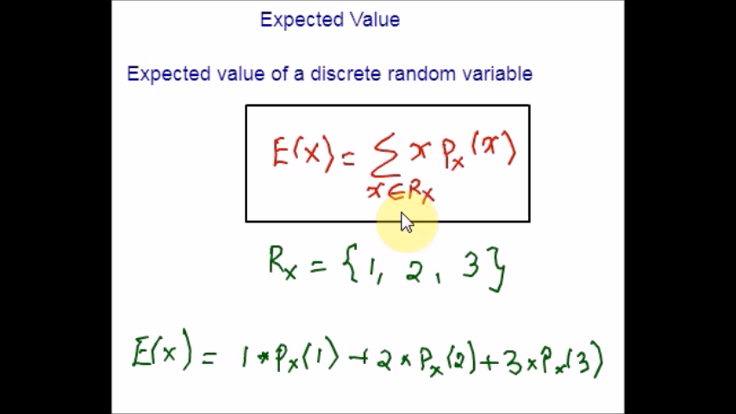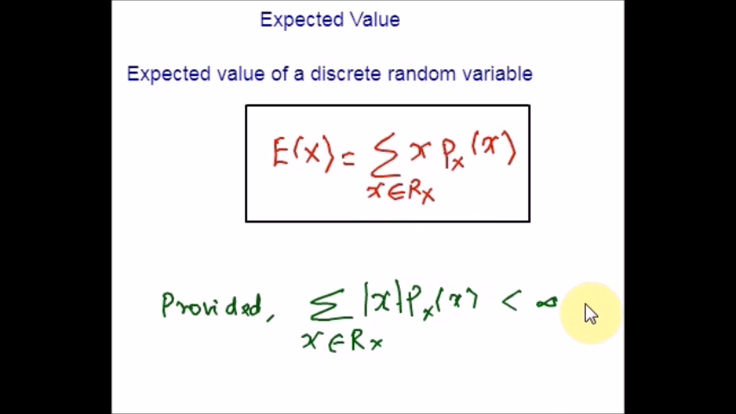If this absolute summability condition is not satisfied, we say that the expected value of x is not well defined, or you can say that it does not exist at all. Hope you're clear with this concept. Okay, let me take a probability mass function and then explain it to you.